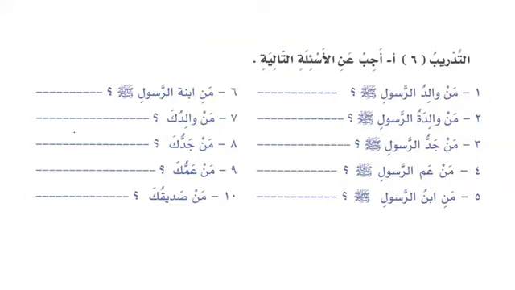Ajib anil asilatil atiyah. Now you have to answer the following questions. We have learned this already in the beginning of the lesson, and inshallah, I'm sure that you can answer these questions. So question number one is Man walidur rasuli sallallahu alayhi wa alihi wasallam? Who is the father of Prophet Muhammad sallallahu alaihi wasallam? Huwa Abdullah. Man walidatur rasuli sallallahu alayhi wasallam? So who is the mother of Prophet Muhammad? We will say Aminatu bintu Wahab.